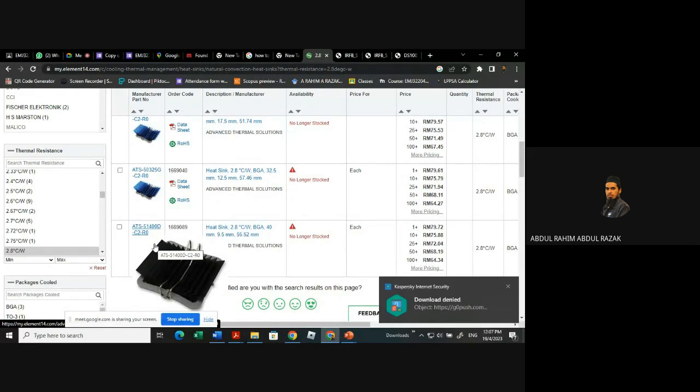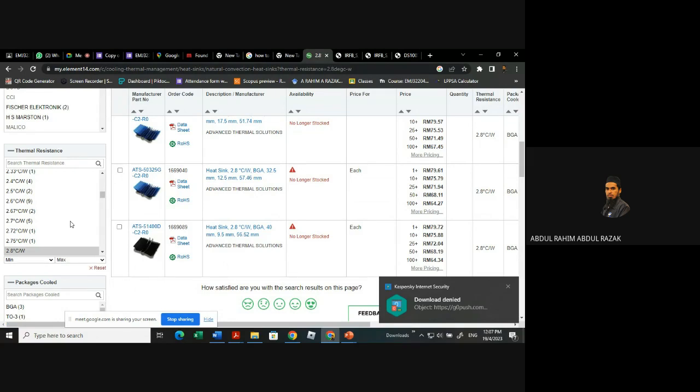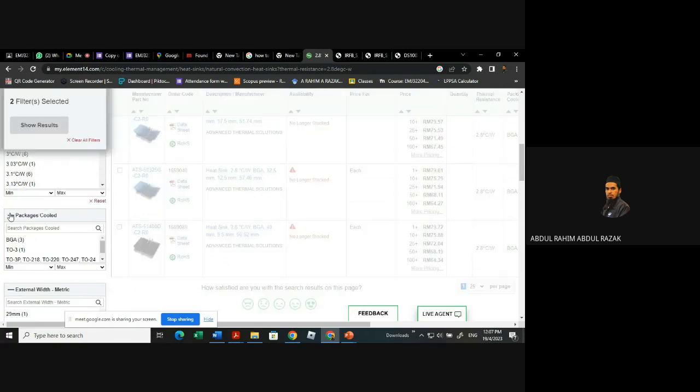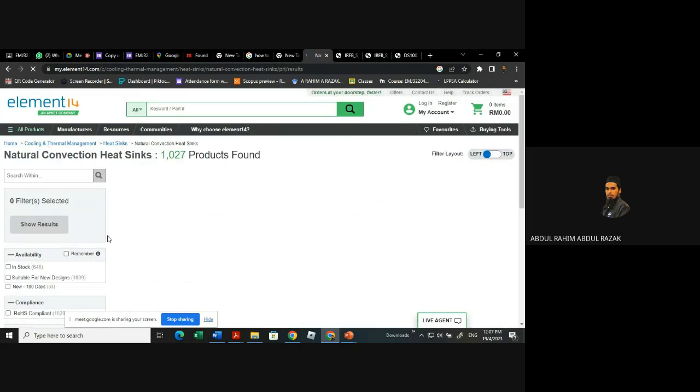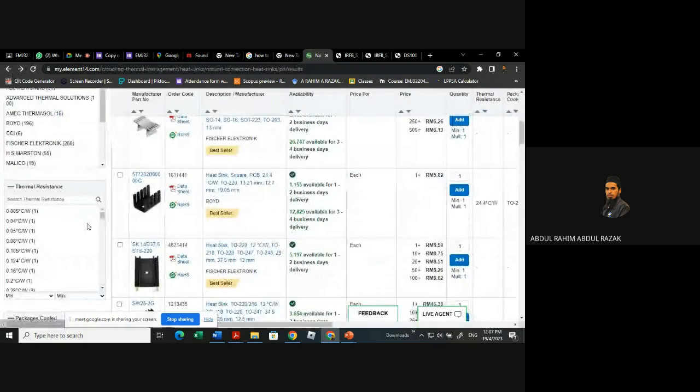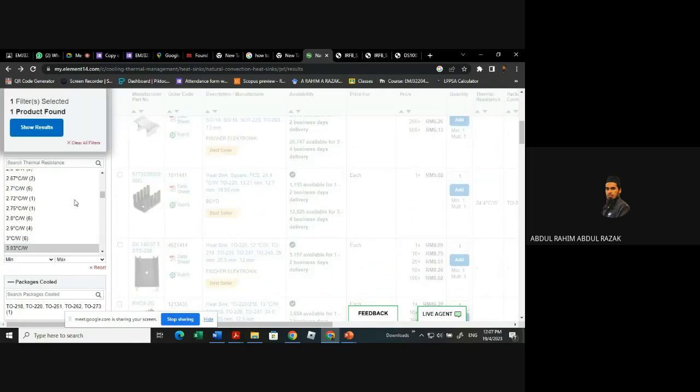And okay, let's say you have another value, 2.9. 2.8 katakan kat sini, but you have a different value which is cheaper and your requirement is 2.8 but it comes with, let's say, 2.7 or 3.03, so which one is better? Huh? 3.3 ke 2.7 ke?